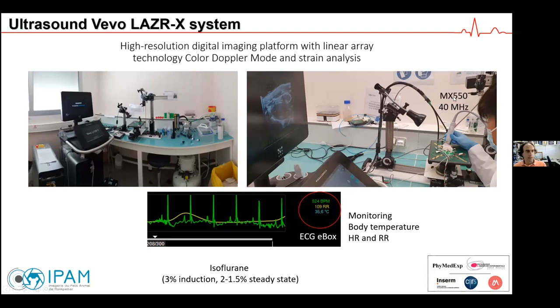And we use the MX550 at 40 megahertz. By hand, we can move in every direction to get nice images on the long axis of the left ventricle, short axis view, et cetera. We use isoflurane at nearly 3% for induction, and during the procedure, it's nearly 1.5 to 2% in steady state.